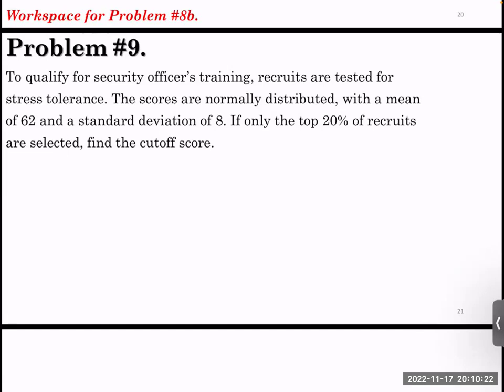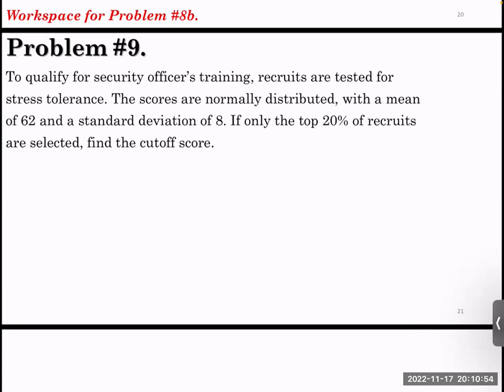Okay, so quick question here. We know that the test scores are normally distributed. Is that the same thing as saying a standard normal distribution? No, because standard normal has a what? What do we know about the standard normal? It has a mean of 0, standard deviation 1. So this is just a non-standard normal distribution because the mean is 62, standard deviation is 8.